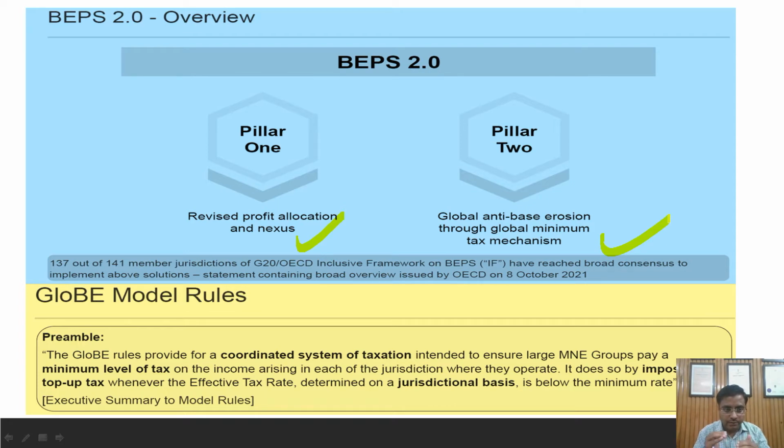Suppose your effective tax rate is below 15%, say your ETR is 10% and the threshold is 15%. Top-up tax will be levied at 5%. So it will be determined on a jurisdictional basis where it is below the minimum rate. So this is the model. This is called the GLOBE rule.